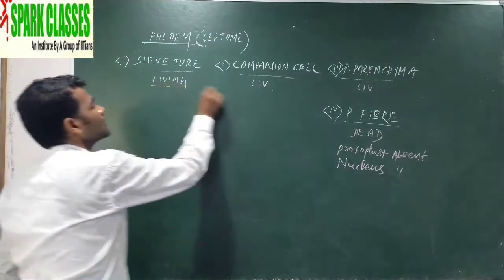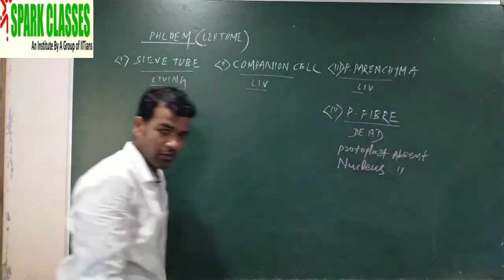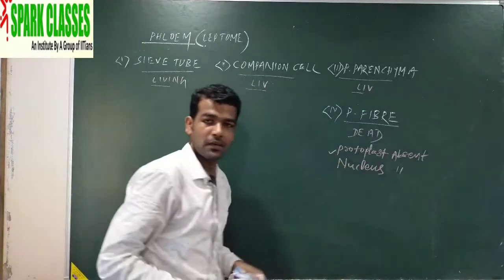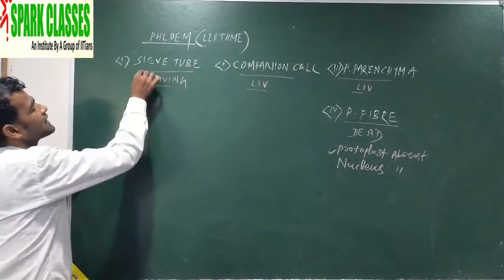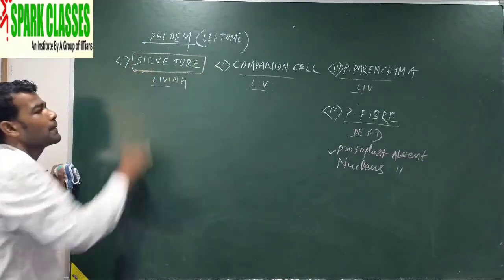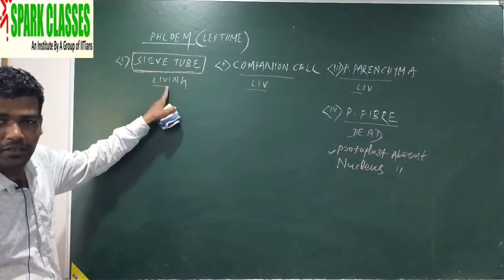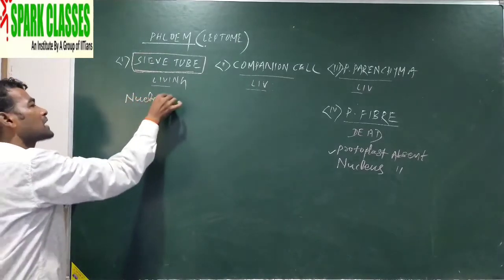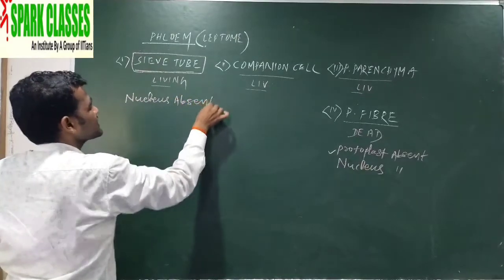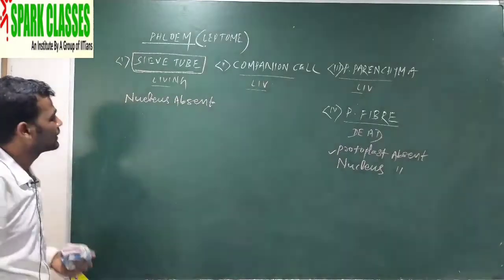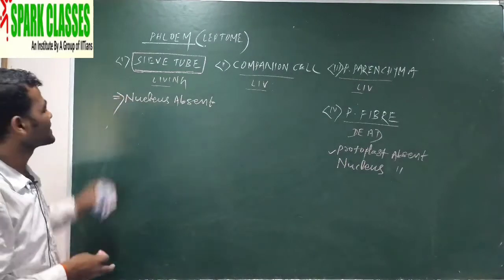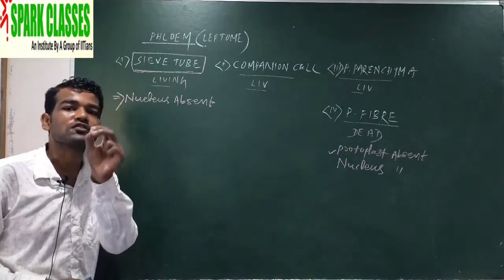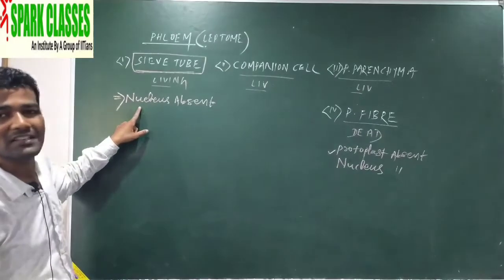In case of all the living, if a cell is living, protoplast is sure. If a cell is dead, protoplast absent. But one important thing, there is an exception in case of sieve tube. You have to remember. Sieve tube is living, but it lacks nucleus. Nucleus absent. Cytoplasm present, but nucleus absent. Nucleus is absent. You have to remember. In case of sieve tube, the nucleus is absent, but rest material except nucleus, cytoplasm and some organelles are present in case of sieve tube.